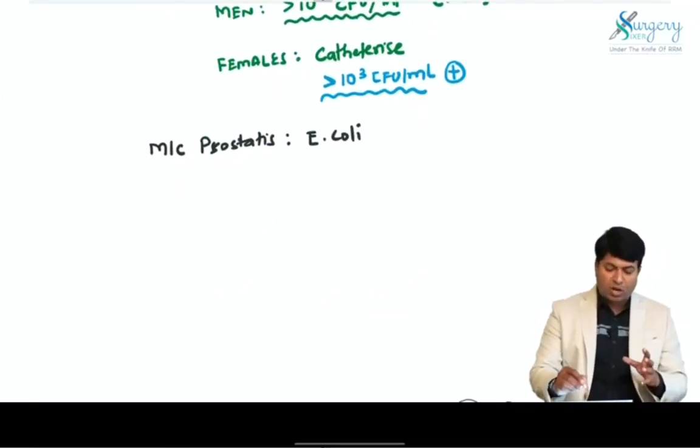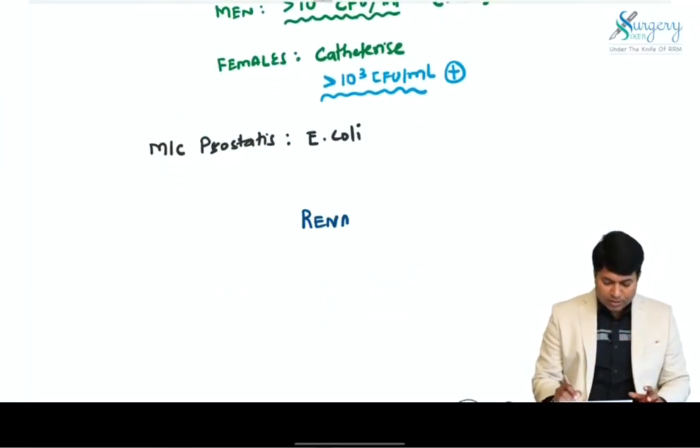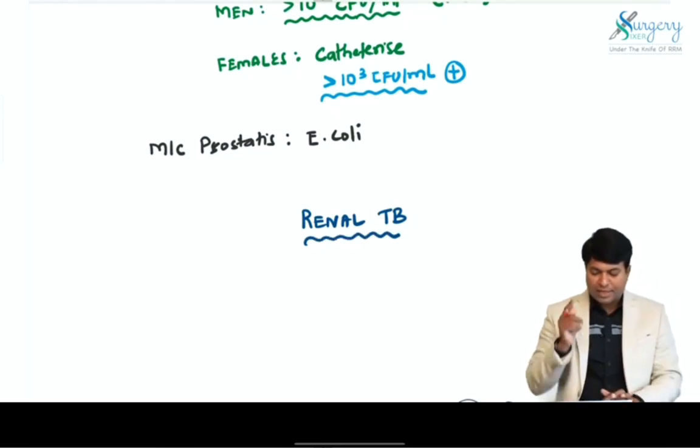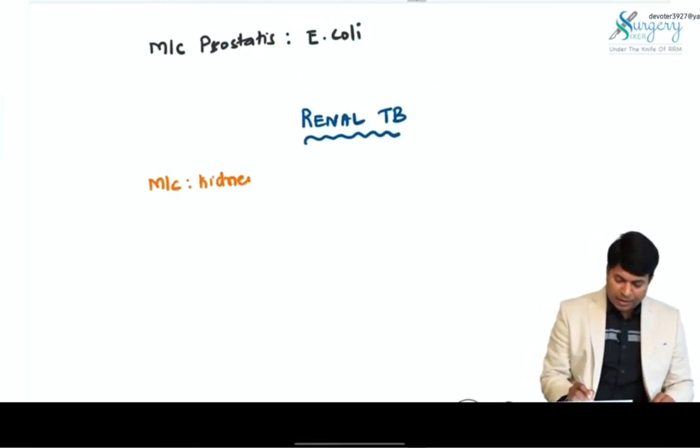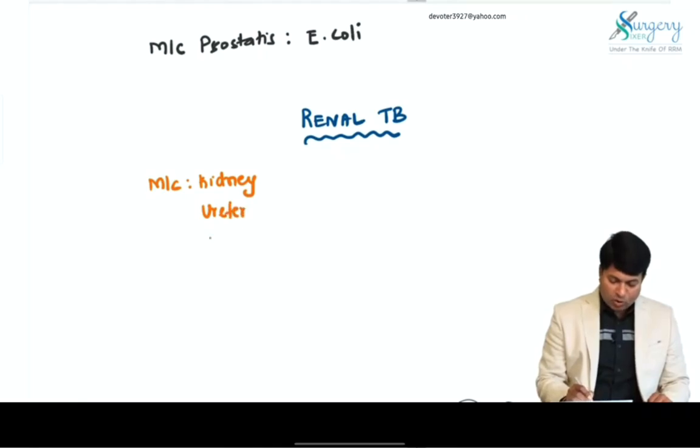So let me go to the discussion on renal tuberculosis. This is a more important topic in infection. So renal tuberculosis, let us discuss in depth. Renal tuberculosis most commonly affects the kidney. It can also affect the ureter. It can also affect the bladder.